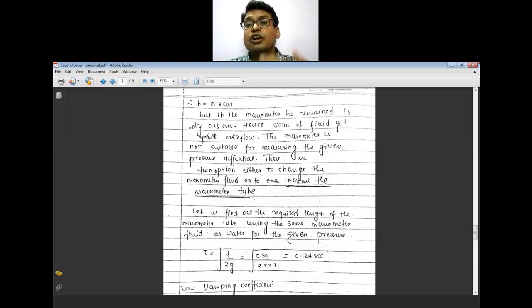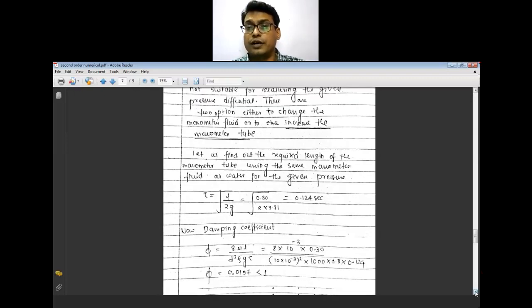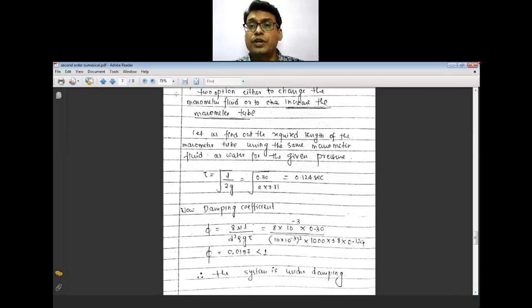Then the fluid will not rise to that much height of 18 centimeters. First, let us see how to manipulate the length of the tube, and find the required length of the manometer tube. Tau is equal to L upon 2G. Tau is calculated as 0.124 seconds, and the damping parameter is calculated as 0.0197, which is less than 1. That means it is an underdamped system.